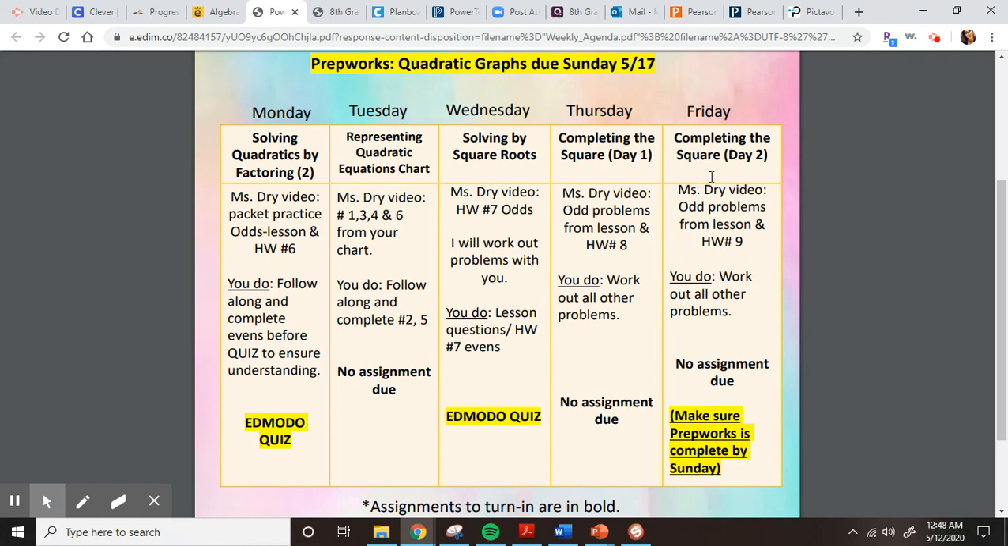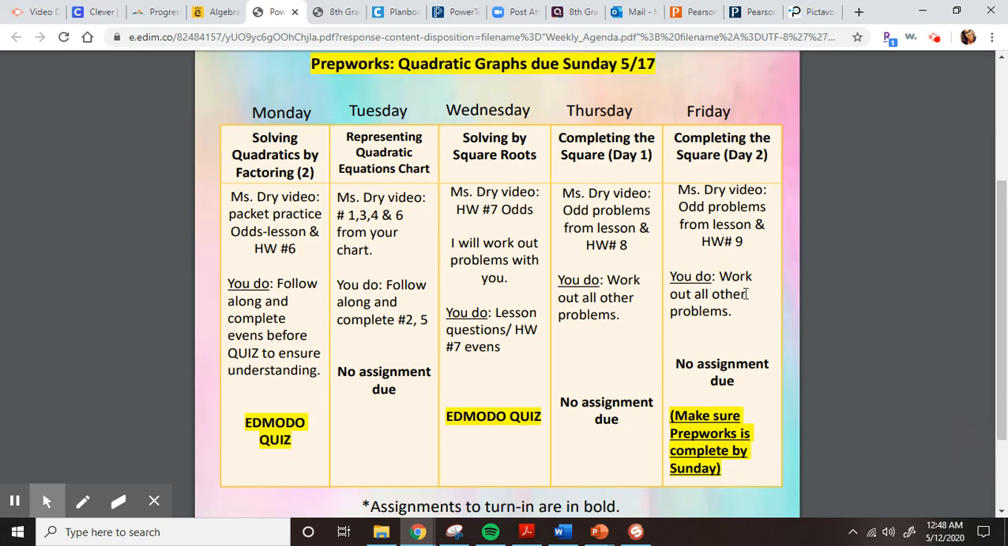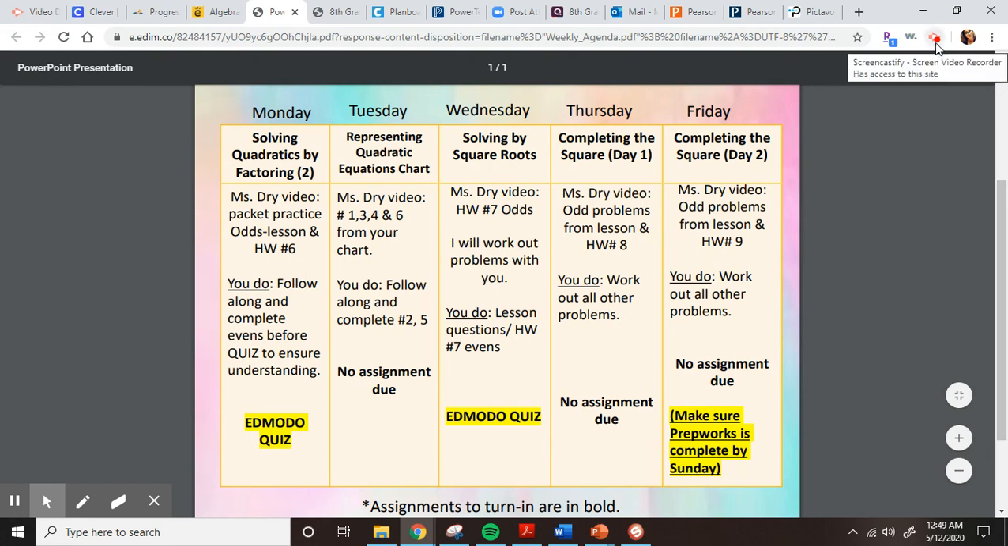I wanted to do the quadratic equation by Friday, but that's okay. We'll just finish up completing the square on Friday, and then we will go from there. So let me know if you have any questions.